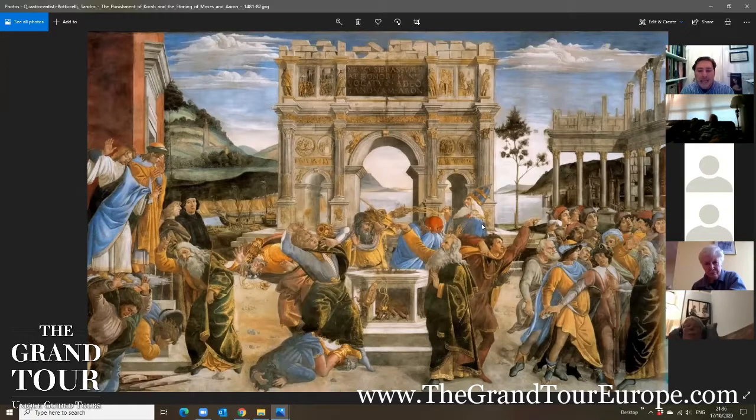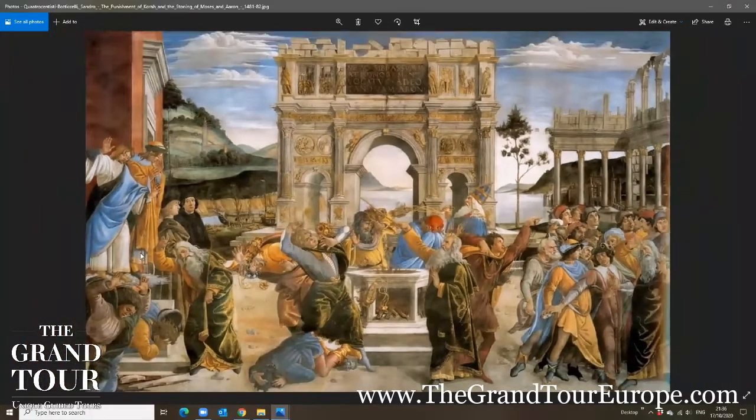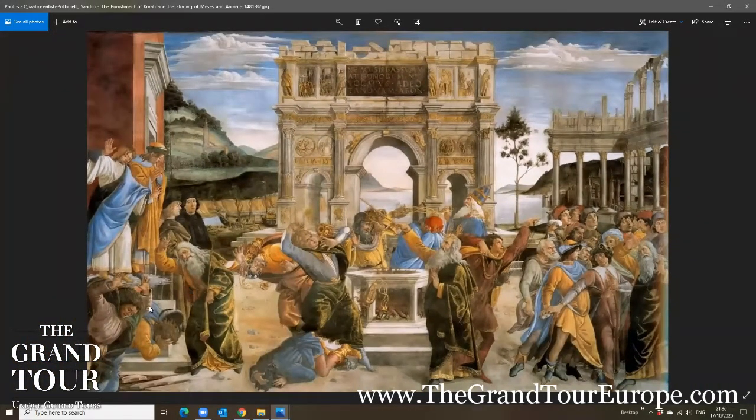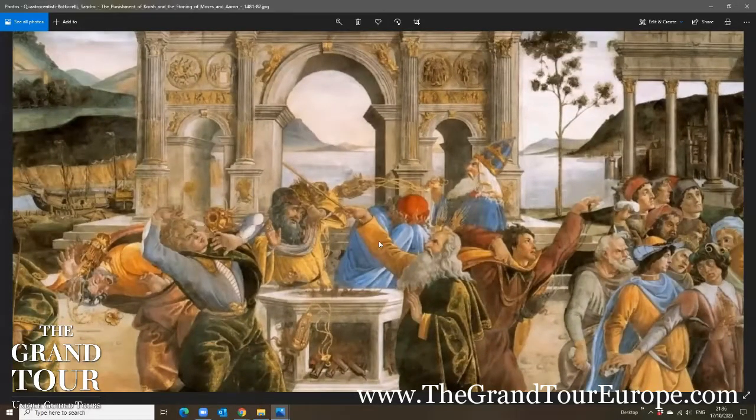Now, you can see this is when there's an attempt to stone Moses here on the left, and then Dathan, Abiram, and Korah are punished by Moses and sent down to hell. In the background here, we have Aaron, Moses' brother. They are actually represented here as twins. They have exactly the same profile, the same faces. The Pope wanted you to see that they are brothers, that they look alike.